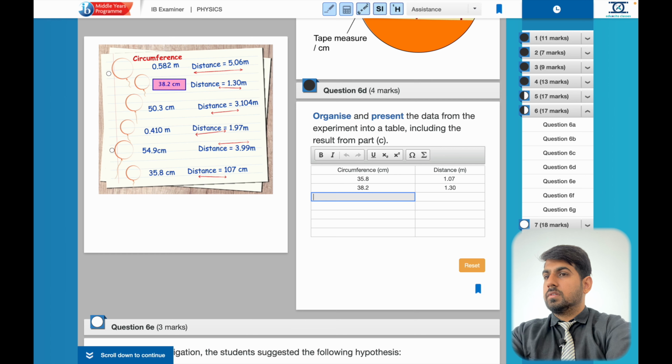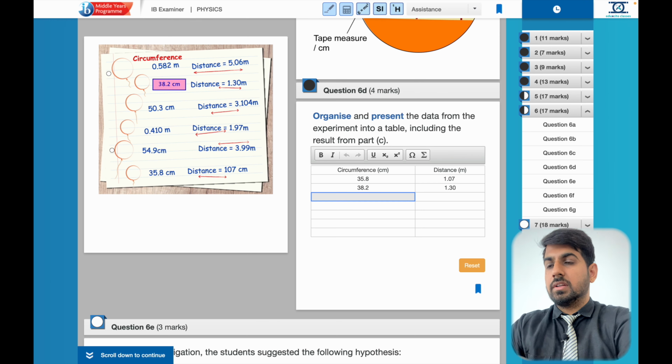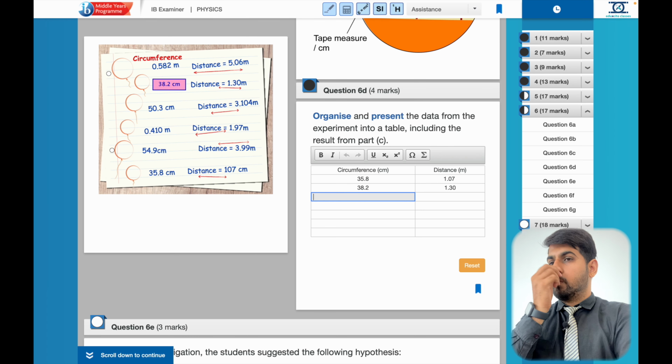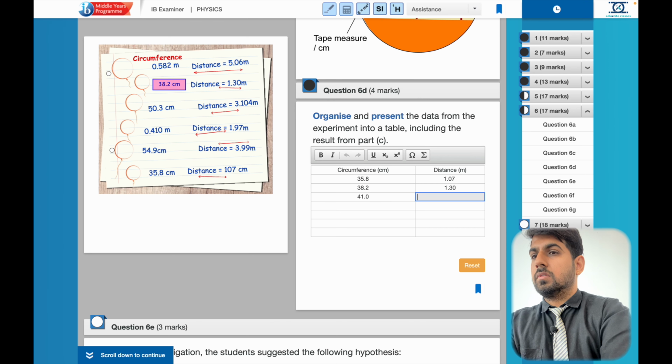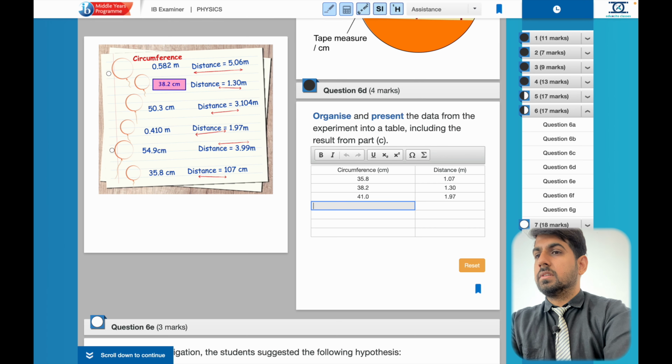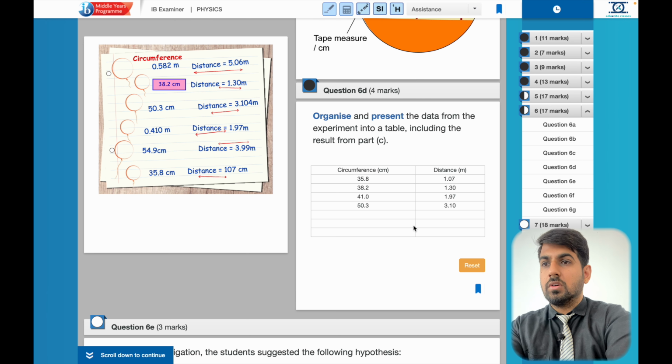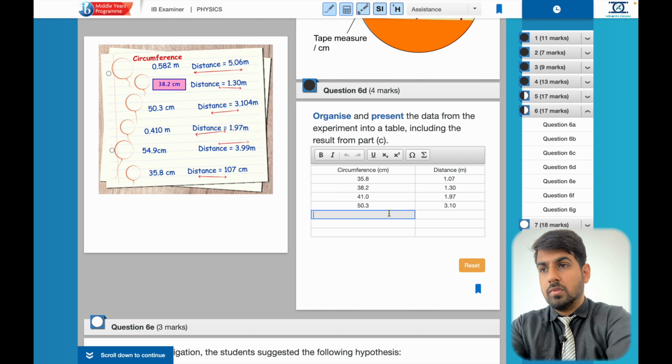Then after, you can write down in a rough paper which is given to you, and then you can directly write at once. I am directly doing it, so let me write it down. This will be 41.0 and 1.97, then it will be 50.3, and 3.10. Don't write 4, because we are doing up to 2 decimal places, so your significant figures have to be similar. You are not supposed to write 3.104. If you write it down, you will lose your marks, guys. So be very particular when you are organizing. All the data must have the same number of significant figures.